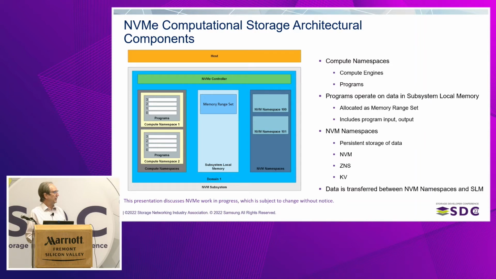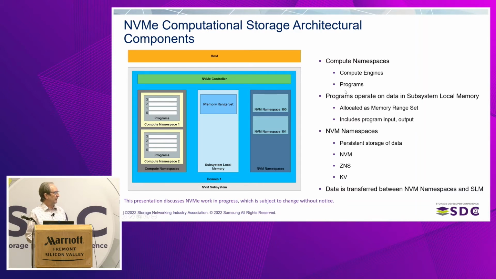You can, again, have a compute engine that happens to be a CPU. It is virtualized, and through that virtualization may be associated with different namespaces. But each virtual instance of it is associated with one and only one compute namespace. Within the NVMe computational storage architecture, the programs operate on data in your subsystem local memory. They do not, for the first revision of this, have the ability to operate on data that is in an NVM namespace.